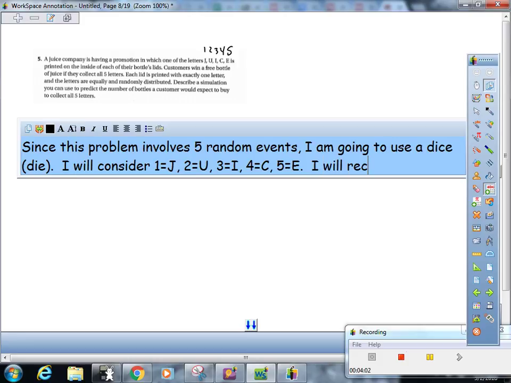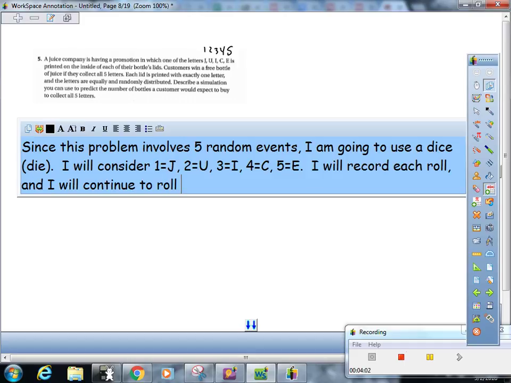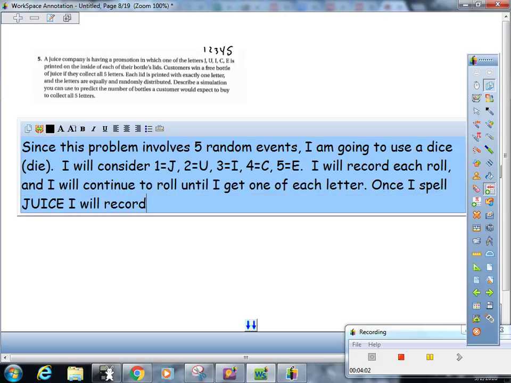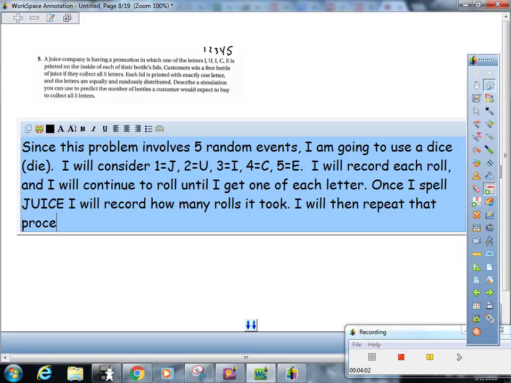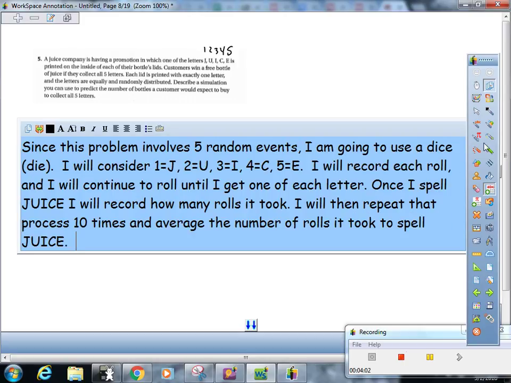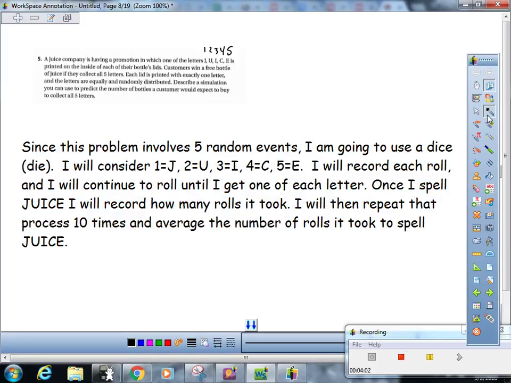I will record each roll, and I will continue to roll until I get 1 of each letter. Once I spell juice, I will record how many rolls it took. I will then repeat that process 10 times and average the number of rolls it took to spell juice. Does that sound okay? You could have also done a random number generator. You could have done a lot of different things.